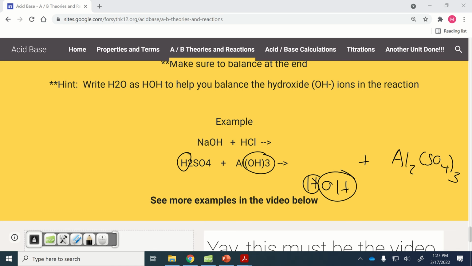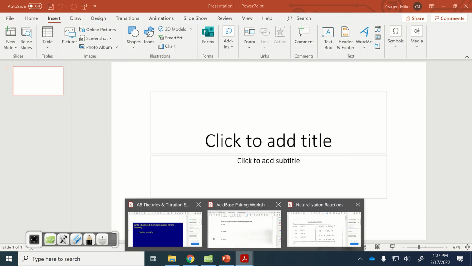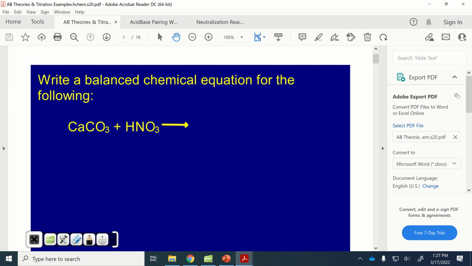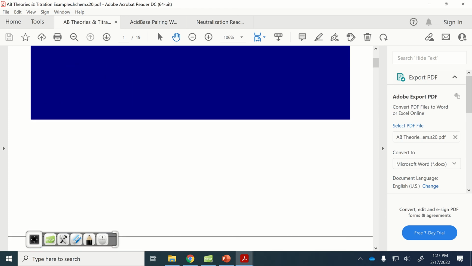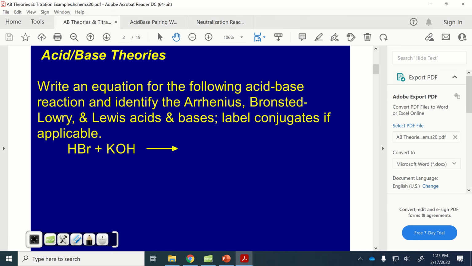All right, so let's try just a couple more problems here. Let's try this one. Okay, so write an equation for this one. It does also say identify the Arrhenius, Bronsted, and Lewis acids, bases, label conjugates if applicable.